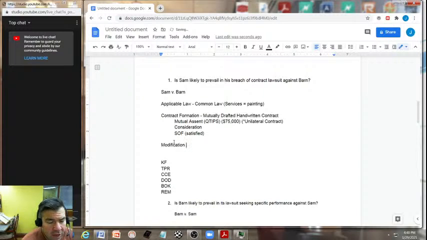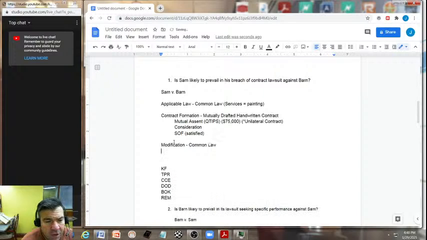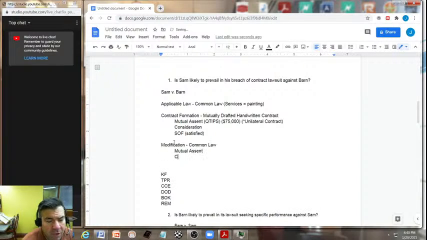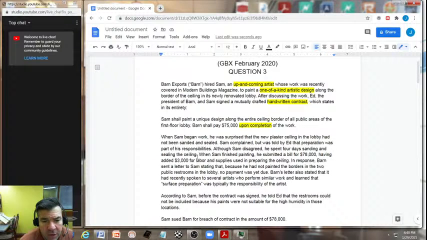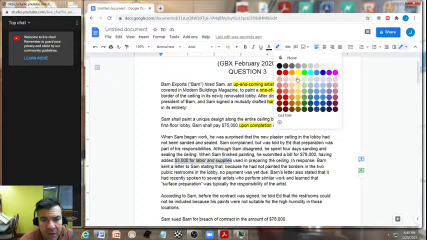And what type? Remember, we're dealing with a common law modification. And in terms of common law modification, we talk about mutual assent, and we talk about consideration. Remember, in this type of situation, we want to make sure that there is new consideration. Okay. And what was the new consideration? Well, Sam had to pay $3,000 more for labor and supplies for preparing the ceiling.